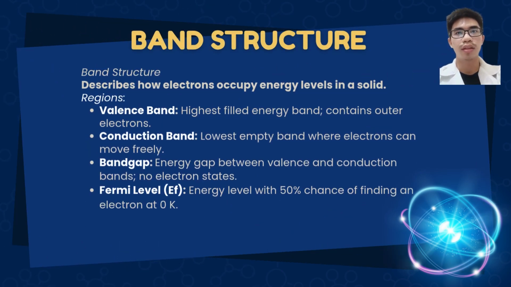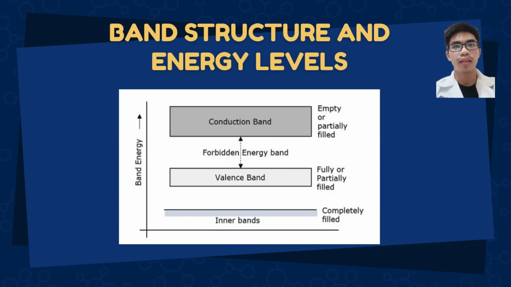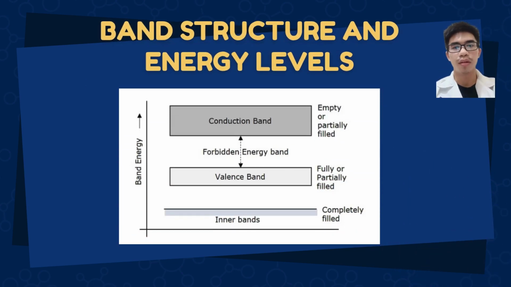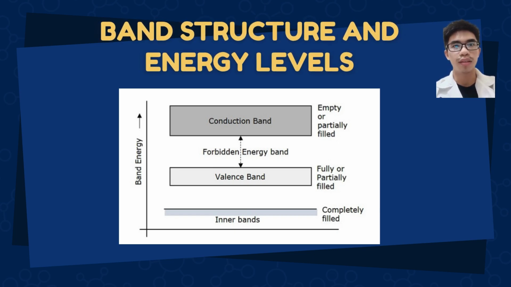Next, band structure describes how electrons occupy energy levels in a solid. And there are 4 regions in a band structure, which are valence band, conduction band, band gap, and also Fermi level. Valence band is the highest filled energy band, and conduction band is the lowest empty band, where electrons can move freely. Band gap is the energy gap between valence and conduction band, and there are no electrons in this region.